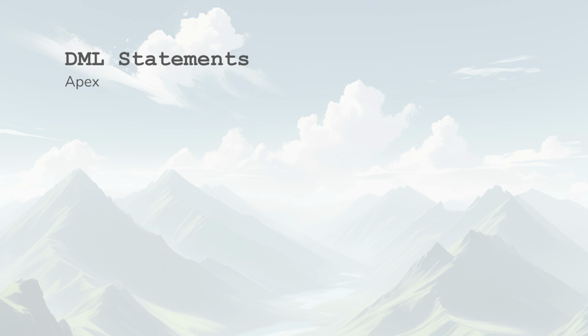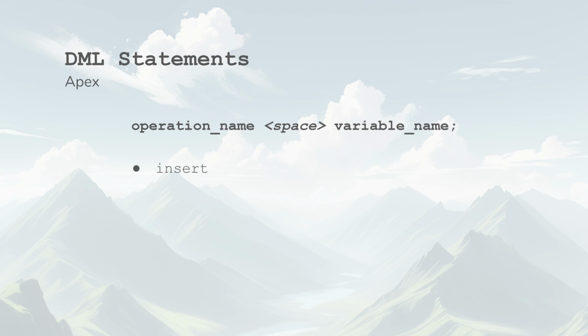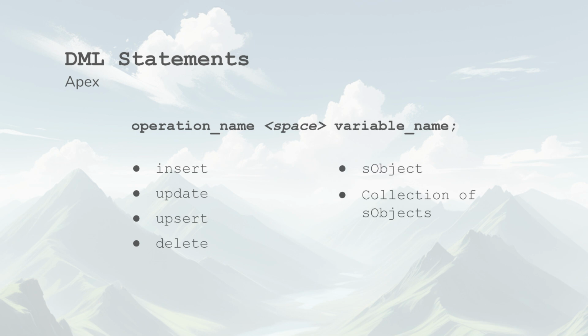DML statements. These are Apex statements similar to other Apex statements like variable initialization or function calls. Here is the syntax of the DML statements. Operation name, space, variable name, semicolon. Operation name could be insert, update, upsert, or delete. This is then followed by a space, which in turn is followed by the variable name. This variable is supposed to be either a single SObject or a list of SObjects.